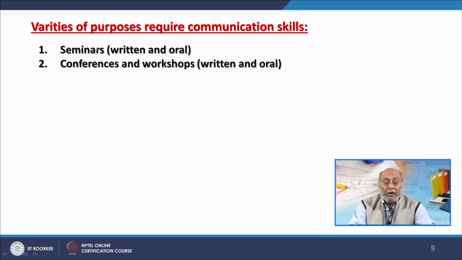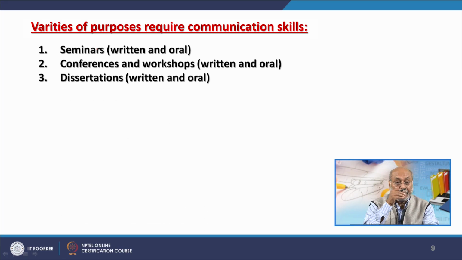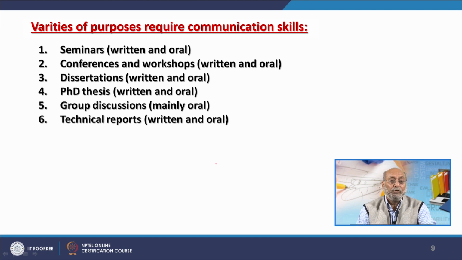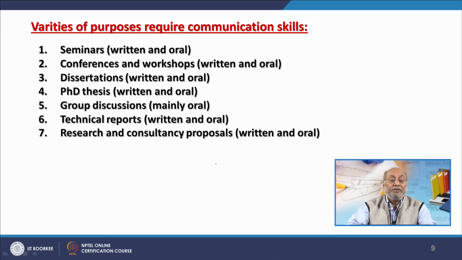Many times we go for knowledge updation or presenting our research work, and then we have to make presentations in conferences and workshops, again in both forms, because we have to submit the abstract, maybe sometimes a full paper or extended abstract, and so we have to do both kinds of communication. Dissertations, a PhD thesis, and group discussions are mainly oral, but sometimes notes are also prepared. Technical reports, written and oral, and research and consultancy projects.